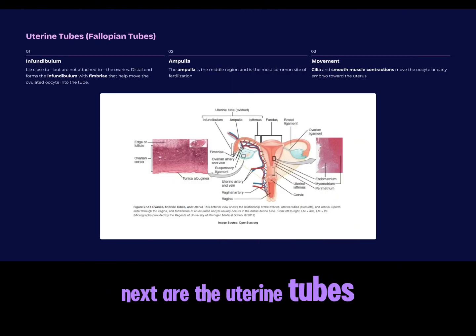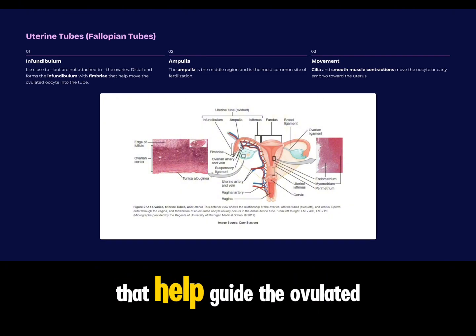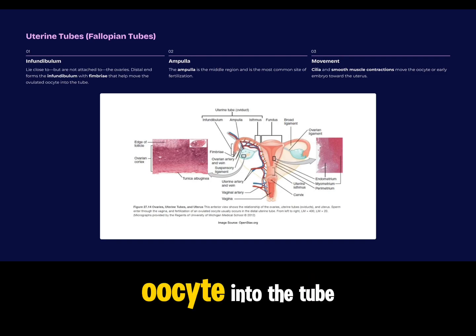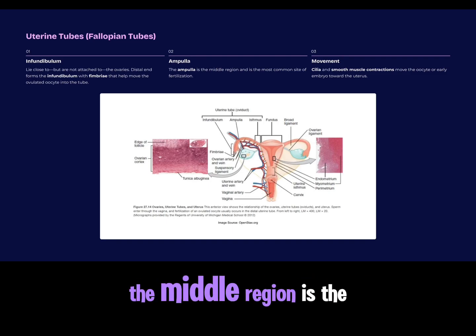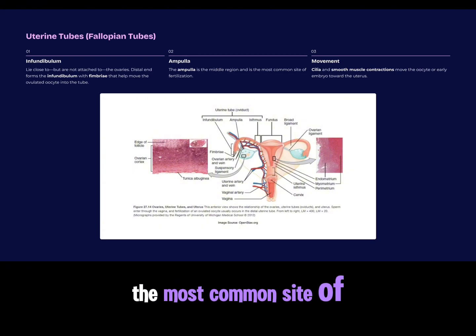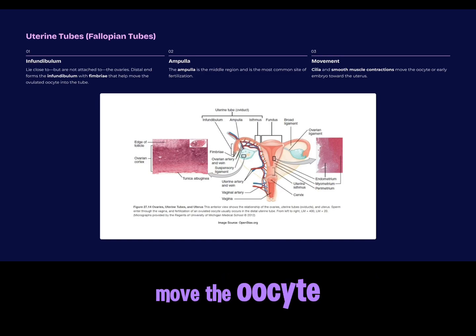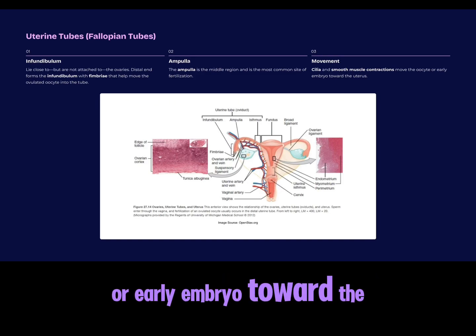Next are the uterine tubes, which are also called the fallopian tubes. Each tube lies close to an ovary but isn't directly attached. The distal end flares into the infundibulum, with finger-like fimbriae that help guide the ovulated oocyte into the tube. The middle region is the ampulla, the most common site of fertilization. Cilia lining the tube, along with smooth muscle contractions, move the oocyte or early embryo toward the uterus.